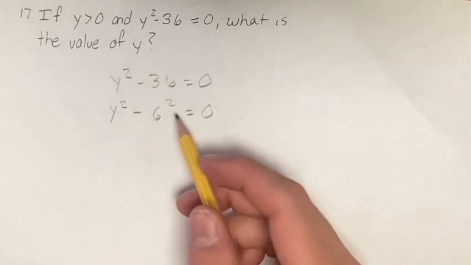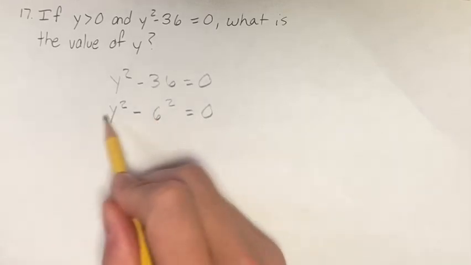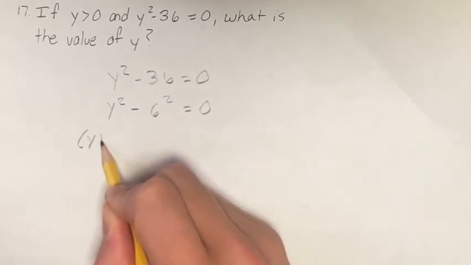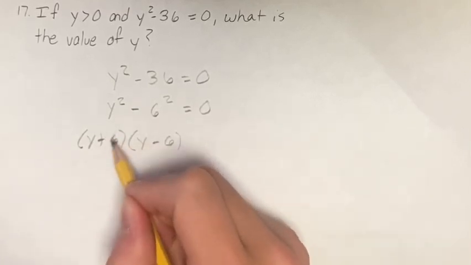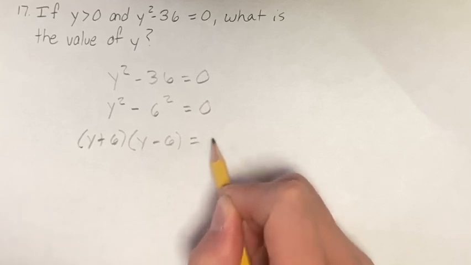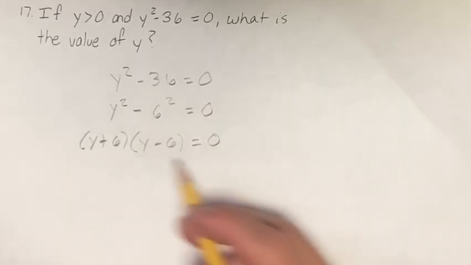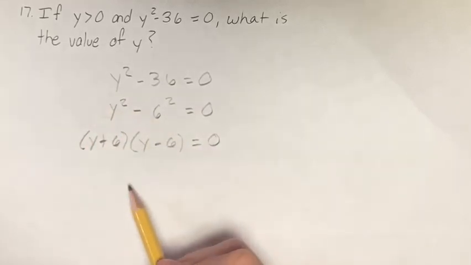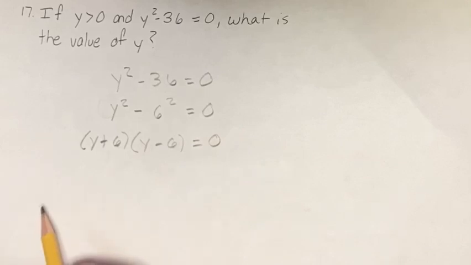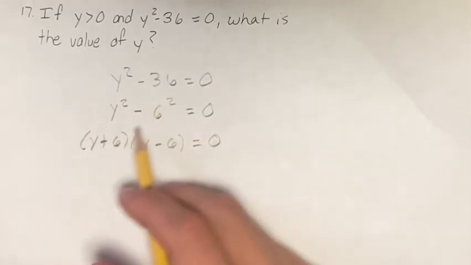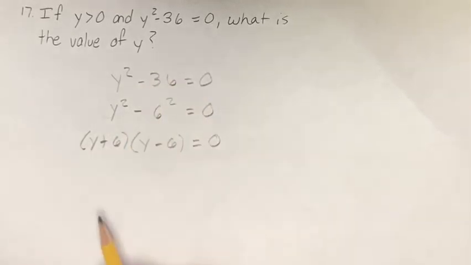And the pattern for recognizing a difference of two squares is that you take the things that are being squared and you add them and then you subtract them. So you have y plus 6 times y minus 6. This is equal to 0, right? If we were to redistribute, we'd have y times y is y squared. We'd have plus 6y minus 6y is plus 0y. That's why there's no singular y term here. And then plus 6 times minus 6 is negative 36.